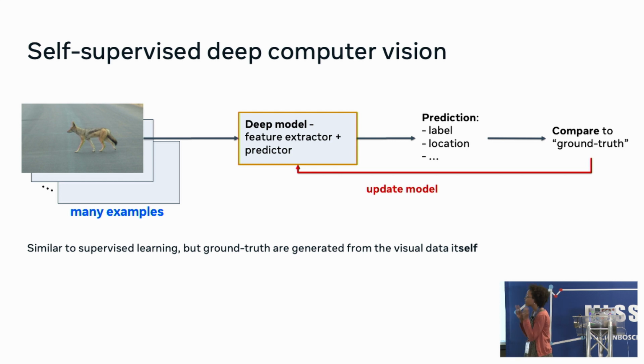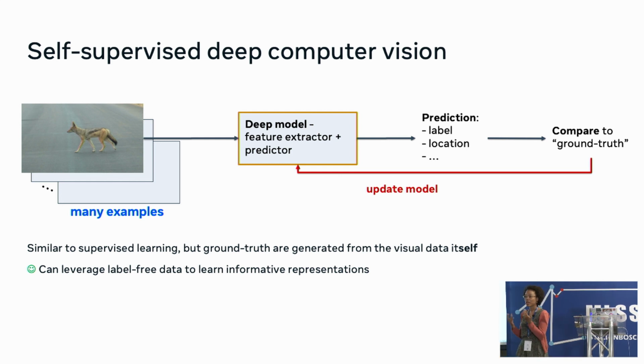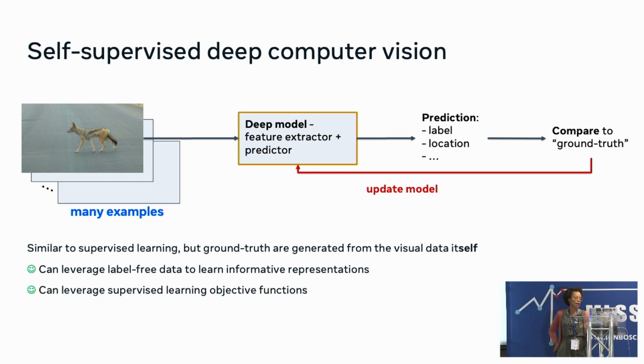but in this case, we do collect some kind of quote-unquote ground truth. But the ground truth is going to be generated by the data itself, as opposed to having a human in the loop to create these annotations. And what's great about that is that it allows us to leverage label-free data, because the data can kind of generate labels itself. And it can also leverage supervised learning objective functions.